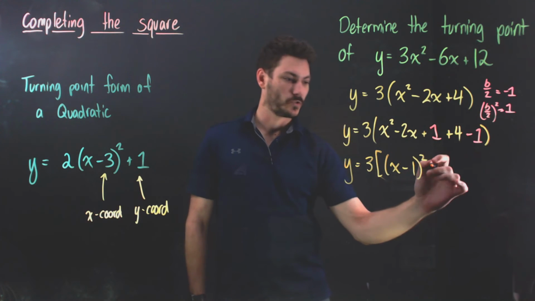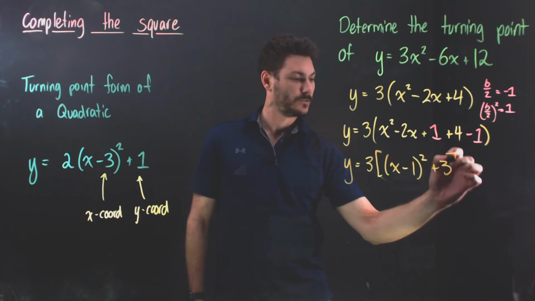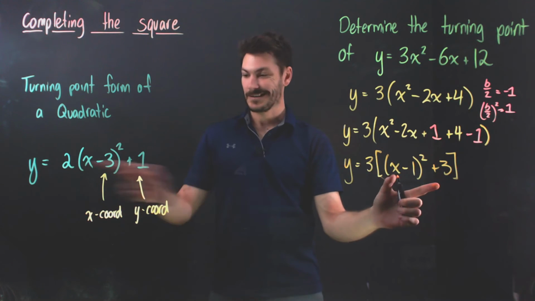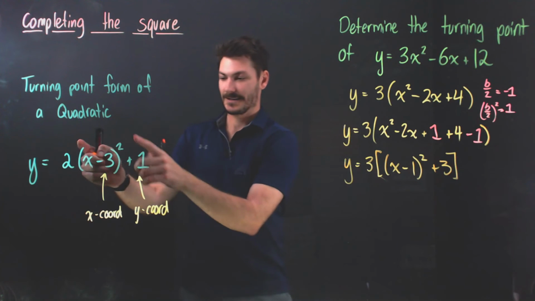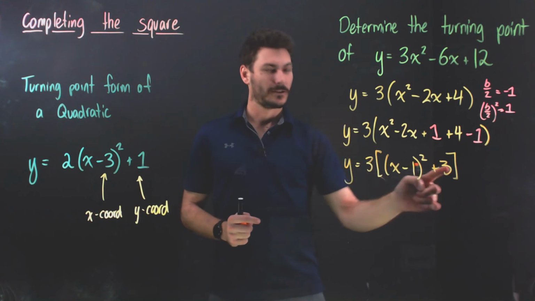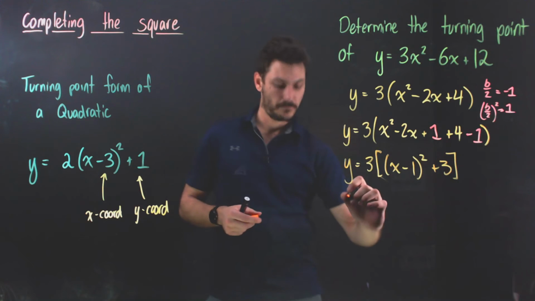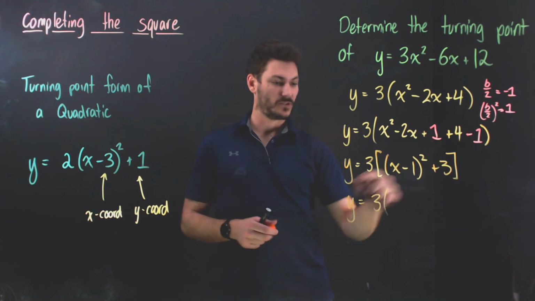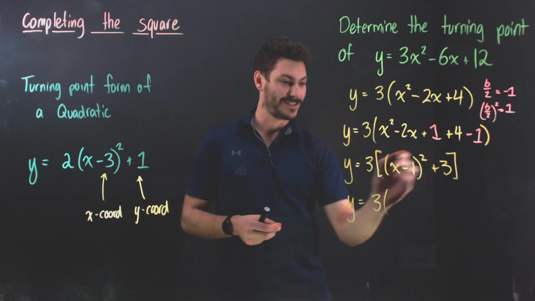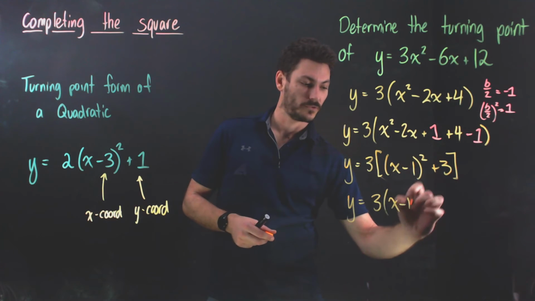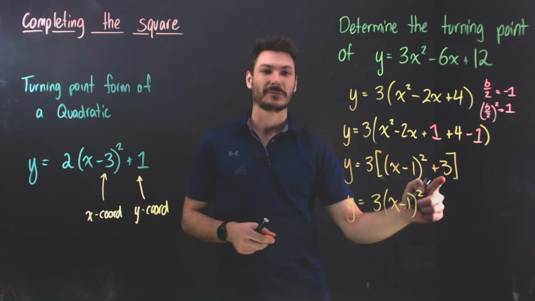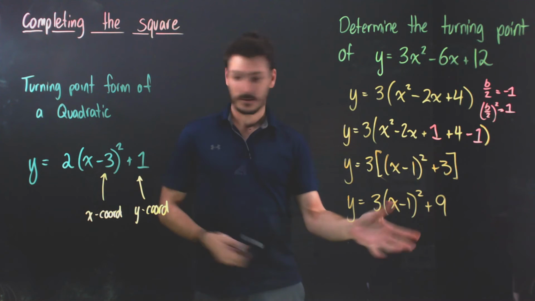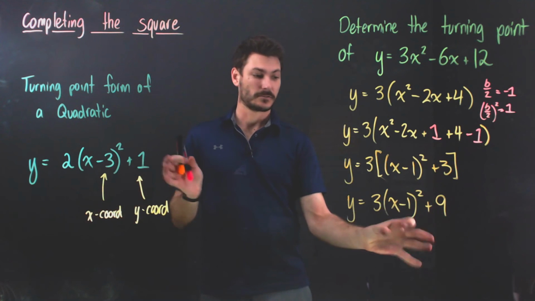So 4 minus 1 is just 3. So I'm going to add 3 there. And I'm nearly done. I've nearly turned this quadratic equation into this. The only difference being this one doesn't have a second set of brackets like I do. So I'm just going to expand now, and I'm going to have y equals 3 times this term, because this is just a binomial expansion, 3 times this term, which is x minus 1 all squared, and then also 3 times 3, which is 9. And now you can see that these two things are identical.